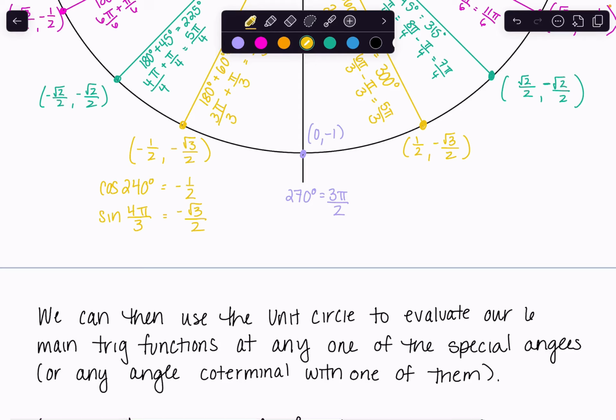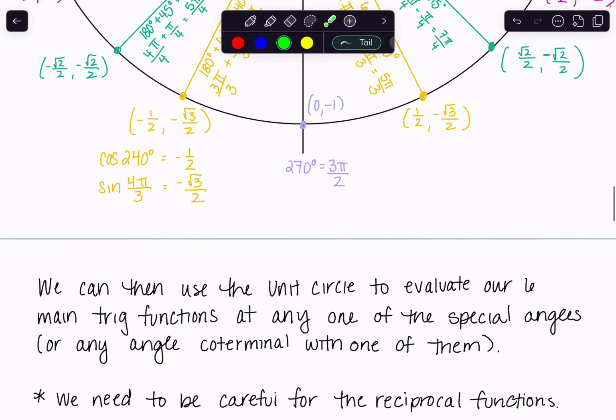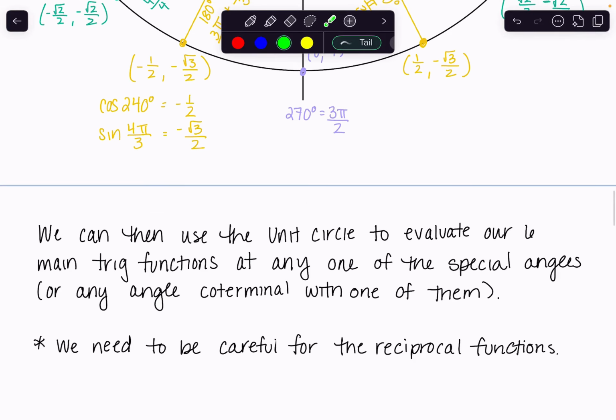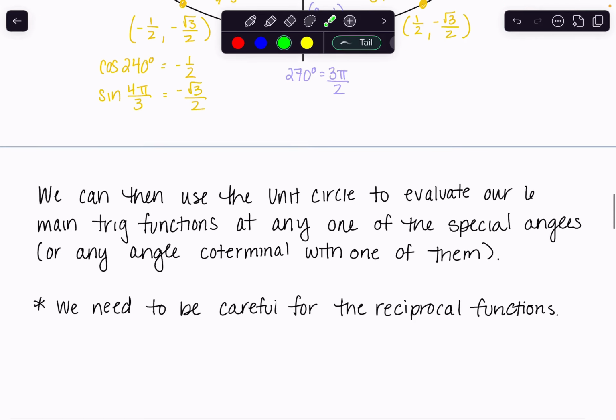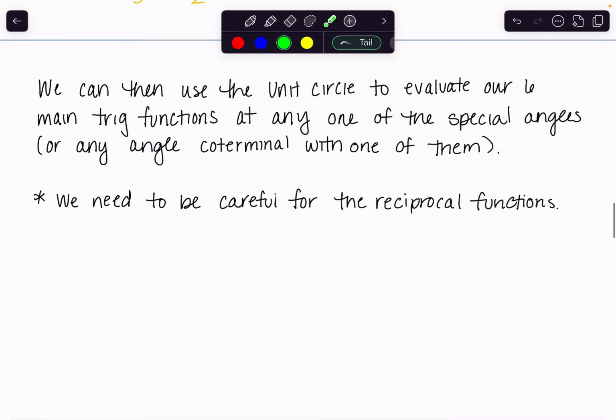There is one thing we do need to be careful of, and it's in these situations where one of these is equal to 0. Because when we're trying to find those reciprocals, you could end up dividing by 0. So we have to be really careful for reciprocal functions. So I'm going to start by introducing this idea of what the domains of each of these are.